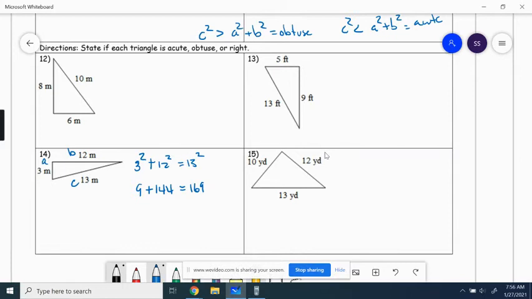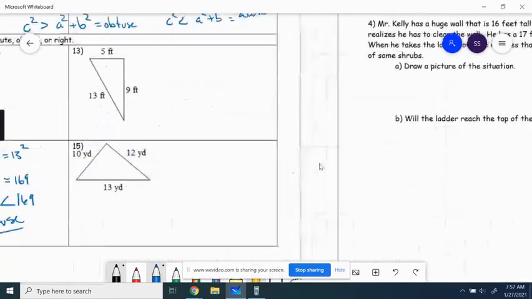All right, back to this one here. 9 plus 144 is 153. 169 is here. The mouth wants to eat the bigger number, so that means the c squared term is greater than a squared plus b squared. So this is an obtuse triangle. All right, moving on.